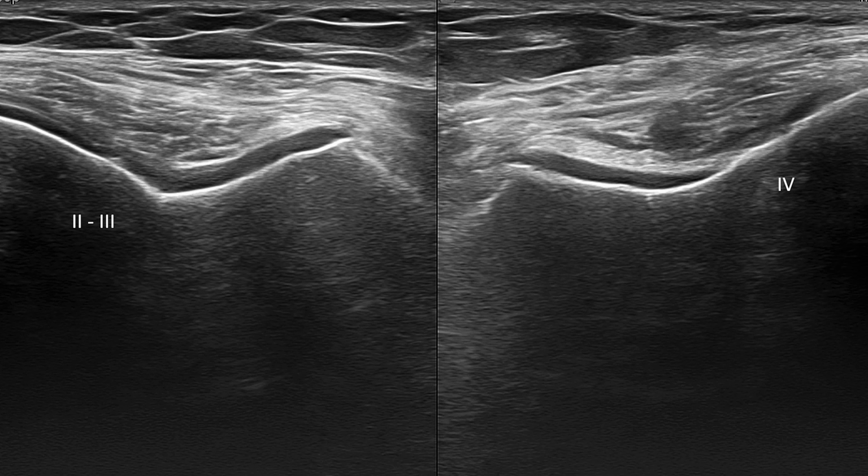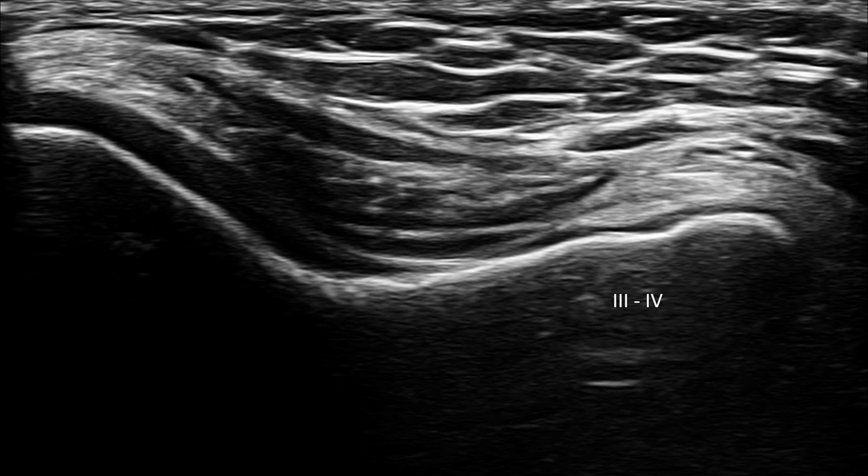Grade 3 involves cartilage thinning exceeding 50% of its normal thickness. Grade 4 is characterized by complete cartilage loss with subchondral bone irregularity. Here, advanced chondromalacia is seen in the trochlear groove.